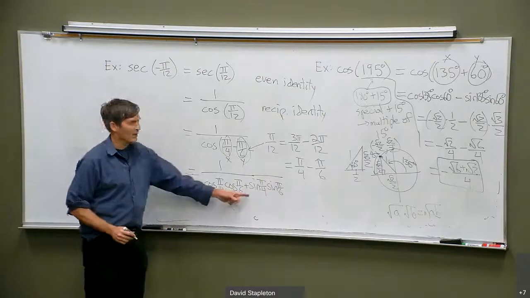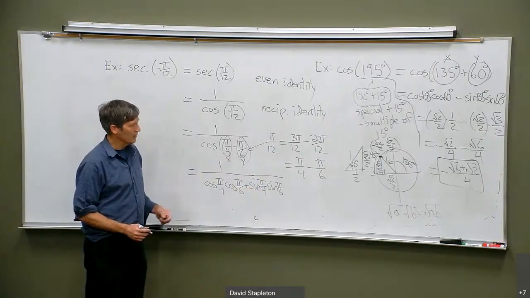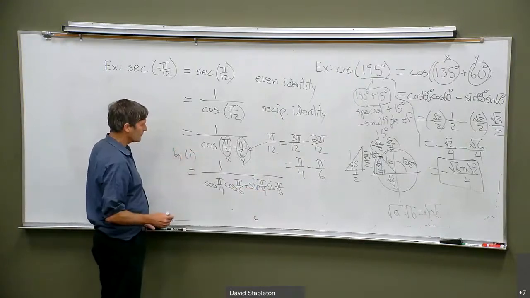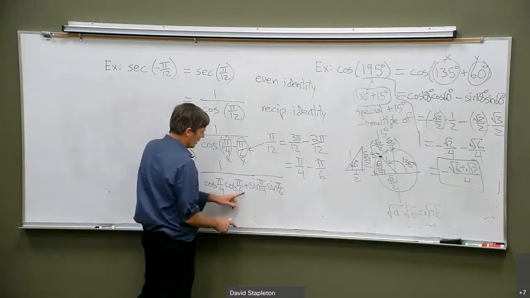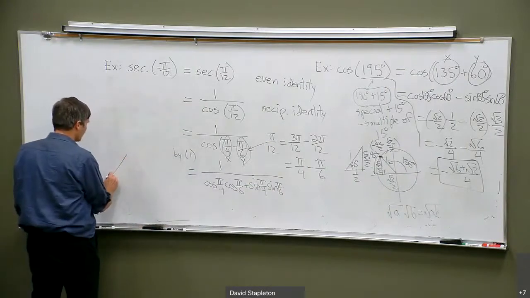Cosine, cosine plus sine, sine is the difference formula. Starred, equation's 1. I should put that in y1. And now these are all special angles. I can do them exactly. Moreover, they're acute, so I can do them just with the triangle.